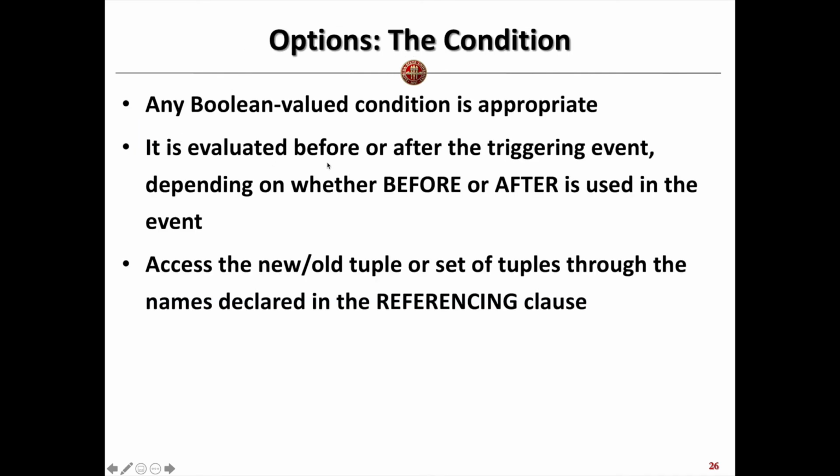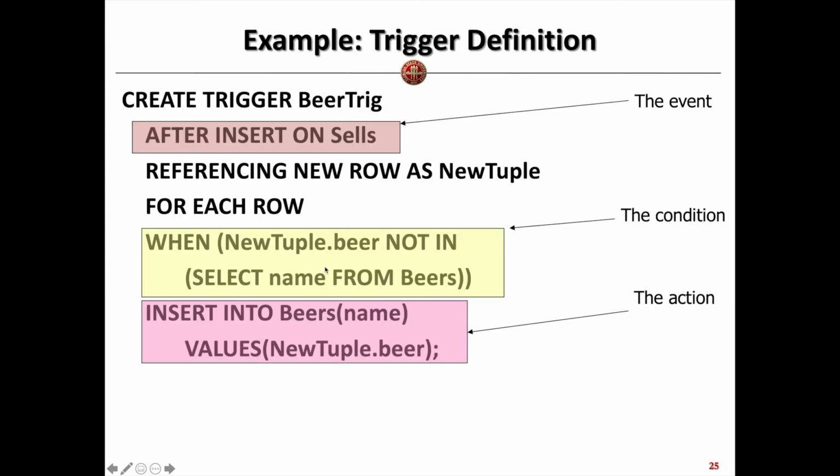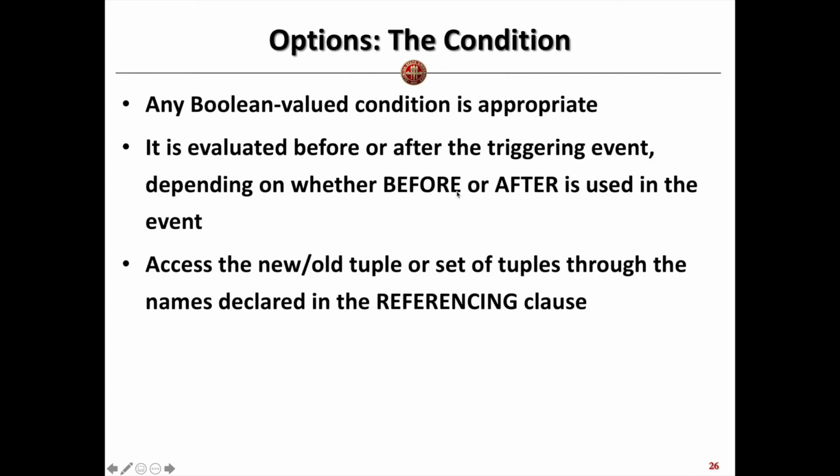It is evaluated before or after the trigger events, depending on whether before or after is used in the event. It will access the new and old tuples or the old tables through the names we declare in the reference clause. Inside, we have to use some attributes as well as the row or tables, right? Therefore, we have new tuple as a name because we declare the new row as new tuple as shown here. If we are declaring this name for tables, we can also use table dot something in this condition as well.